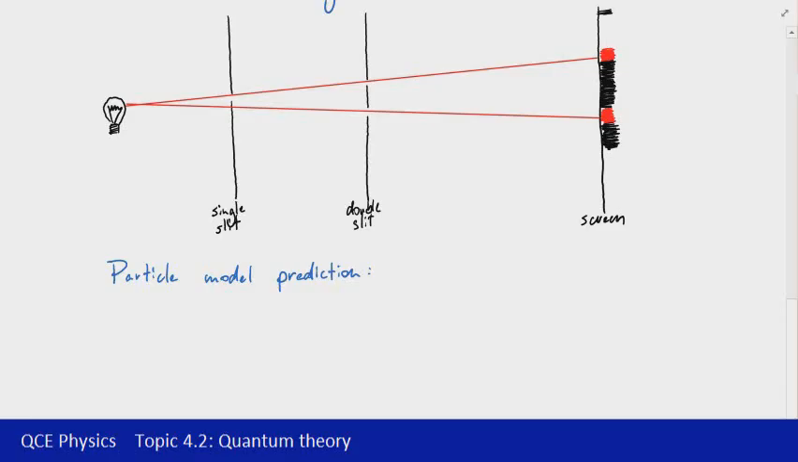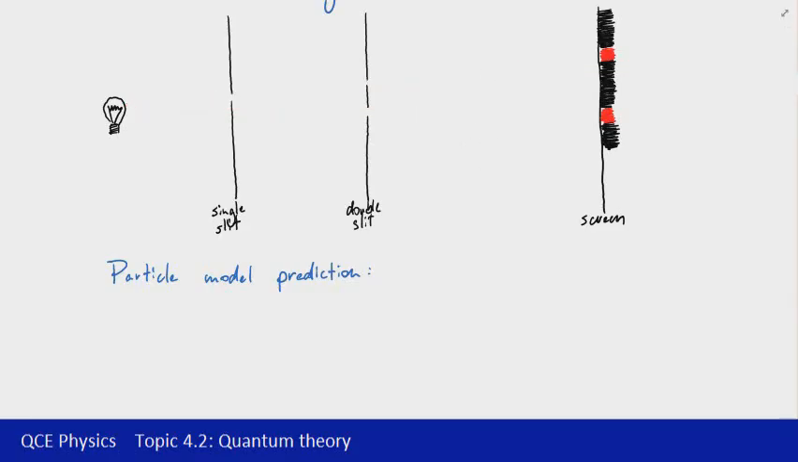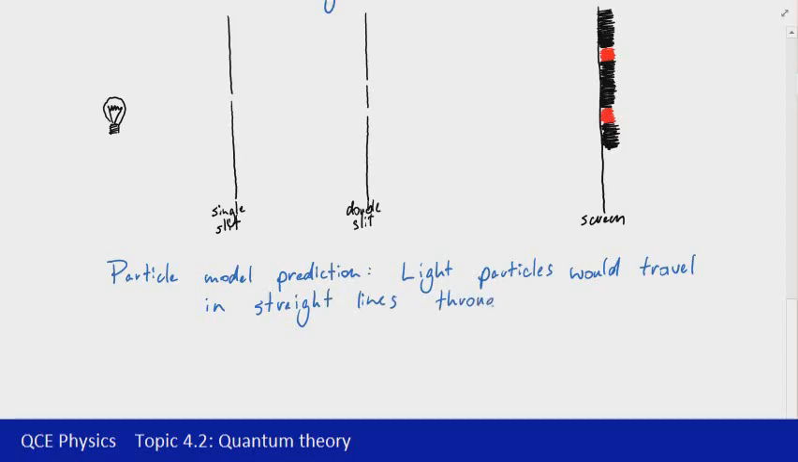So basically, keep in mind that these lines that I've drawn here are the prediction of what would happen for the particle model, and so the prediction then is that light particles would travel through one of the slits, travel in straight lines through the slits, and that would then produce two bright bands with a dark region in the middle.